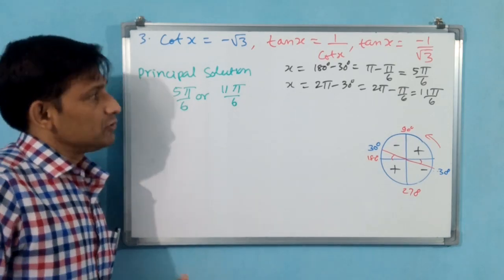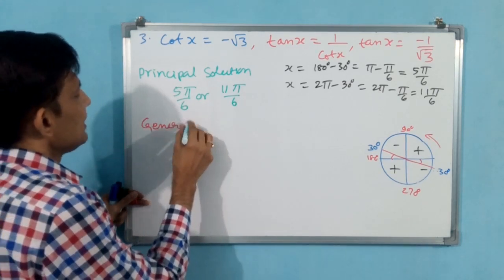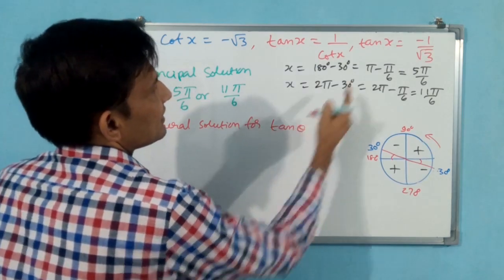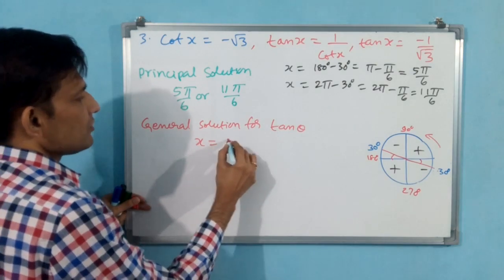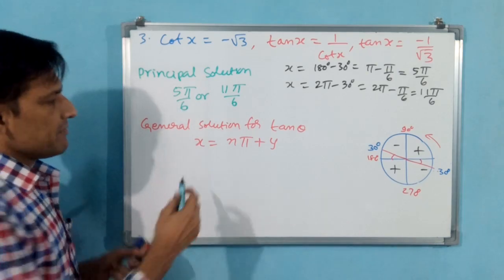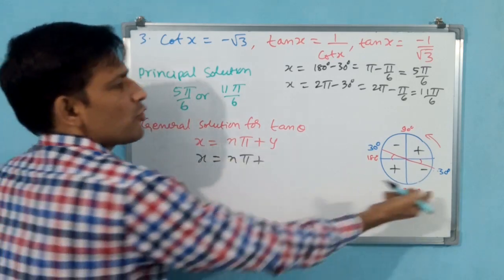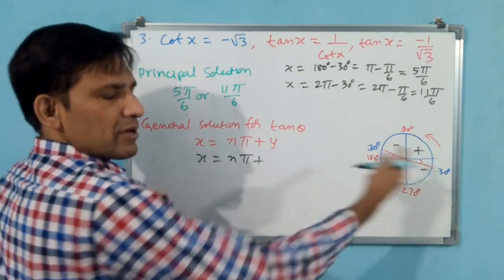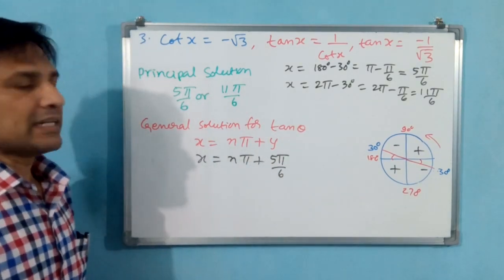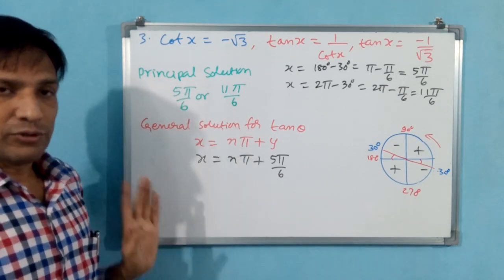This is a principal solution, but we want the general solution also, right? General solution for tan theta: x is equal to n pi plus y. Simply it will come. I am going to take 5 pi by 6, the first one. You can take 11 pi by 6 also. Is it correct? Definitely correct. Now this is your general solution, and these two are principal solutions.